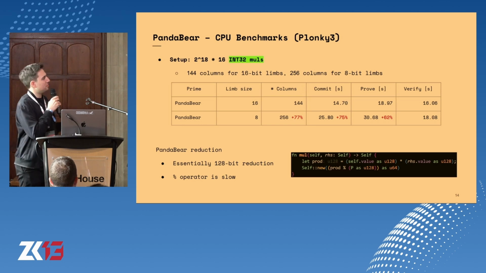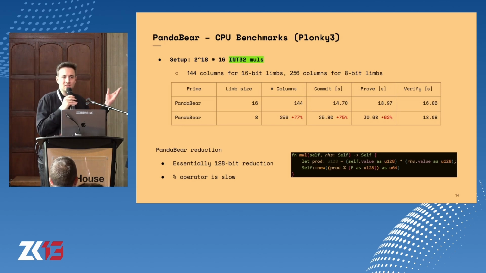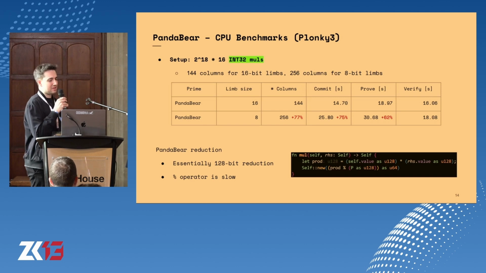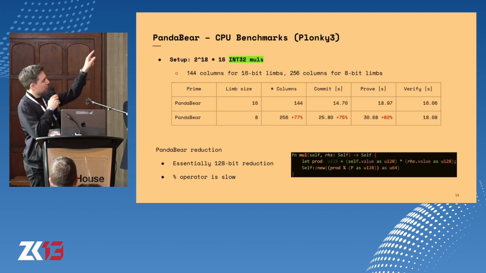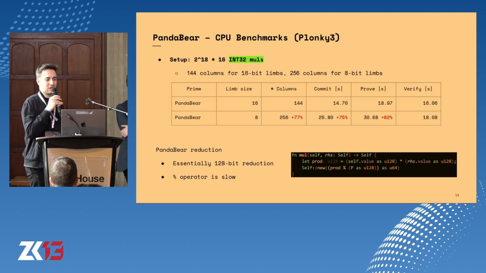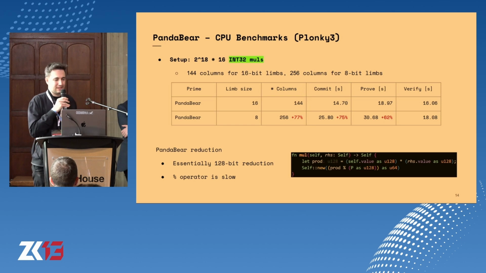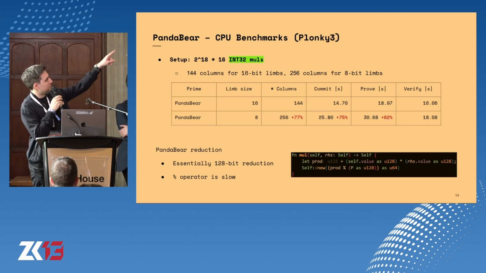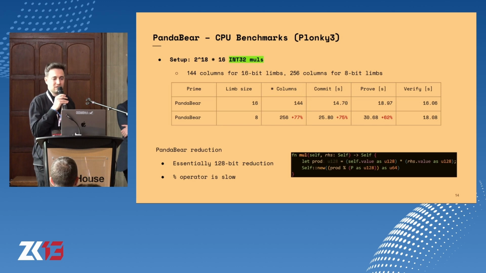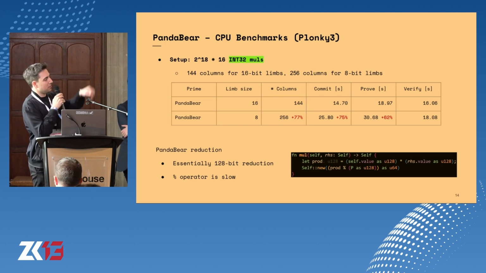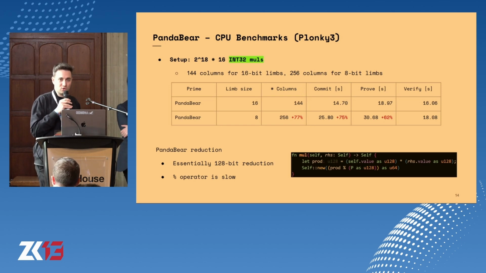So maybe the fairer comparison is to take this new prime and to use it with 8-bit limbs. Of course, we can always go to a lower limb size. And here we see that the increased number of columns pretty precisely matches the increased commitment cost and also has a big impact on the increased proving time. And of course, especially in the proving time, this is not always the same for all the circuits. It very much depends on the circuits. But for the commitment, you can estimate it pretty easily.